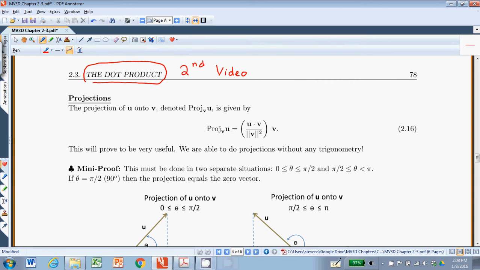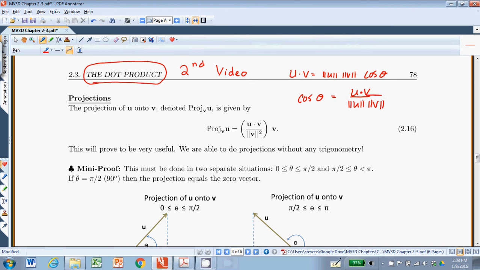The first video discussed the definition of the dot product, and how we can use the dot product to do a lot of trig without using any of the trigonometric functions. It basically came from the second definition for the dot product: u dot v is the size of u times the size of v times the cosine of the angle between the two vectors. If you solve that for cosine theta, we got the very handy cos theta equals u dot v over size u times size v.